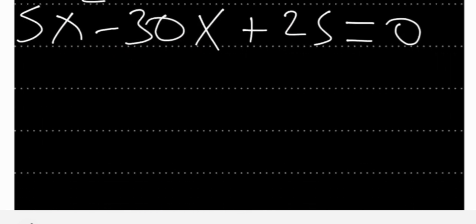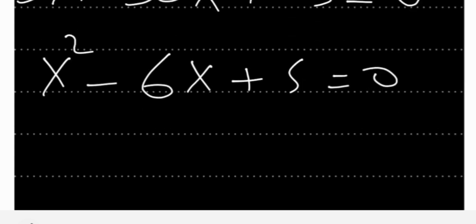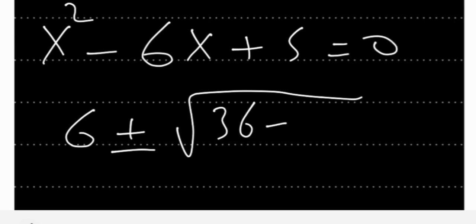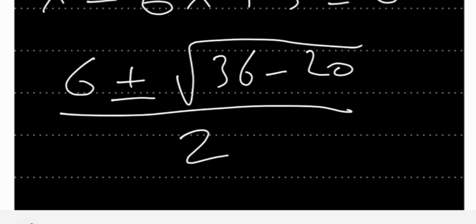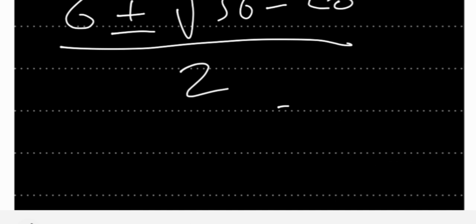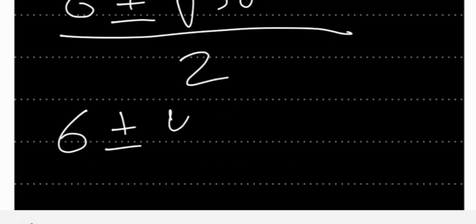So let's divide everything by 5. So x squared minus 6x plus 5 is equal to 0. So let's find the root. So 6 squared, 36 minus 20, divided by 2. Okay, so this is just minus b plus or minus the square root of delta divided by 2a. Quadratic formula. So 6 plus or minus 36 minus 20 is 16, and the square root is 4, divided by 2.